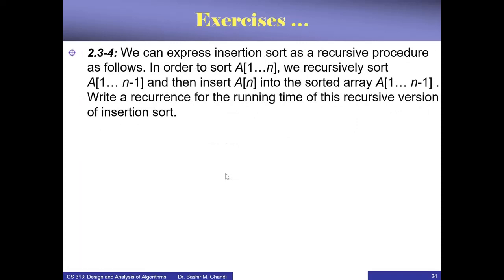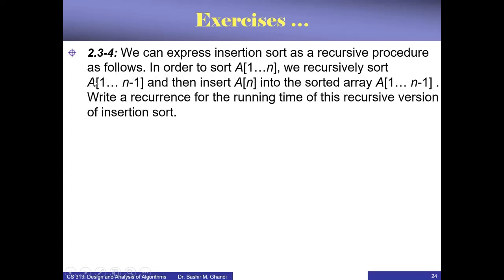Still more exercises. Next one is saying we can express insertion sort as a recursive procedure as follows. In order to sort an array from 1 to n, we recursively sort an array from 1 to n minus 1. So this is how we normally do recursion from data structures. Instead of dividing the input size into 2, we just subtract one element and try to solve the subproblem of size n minus 1. After that, we try to take care of the remaining element. So this exercise is asking you to do the same.